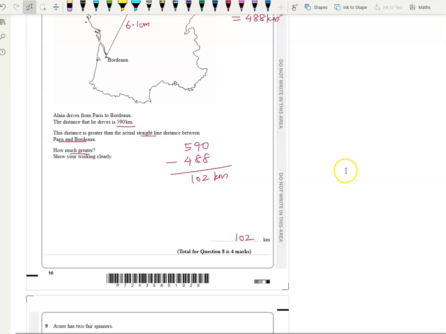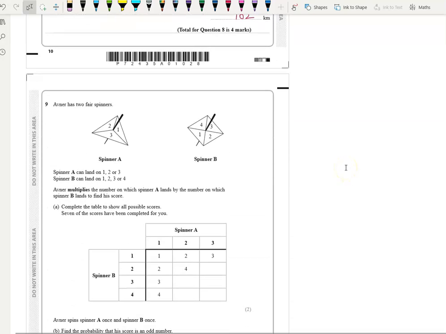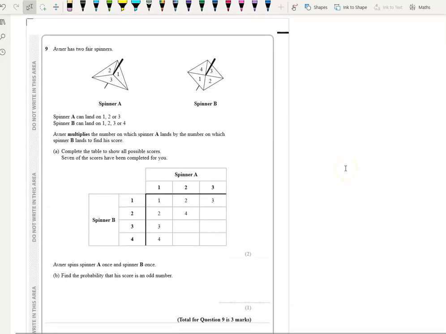Okay. Number 9. Avner has two fair spinners. Spinner A has 1, 2 and 3, whereas spinner B has the numbers 1, 2, 3 and 4. Avner multiplies the number on which spinner A lands by the number on which spinner B lands to find his score. Complete the table to show all possible values.